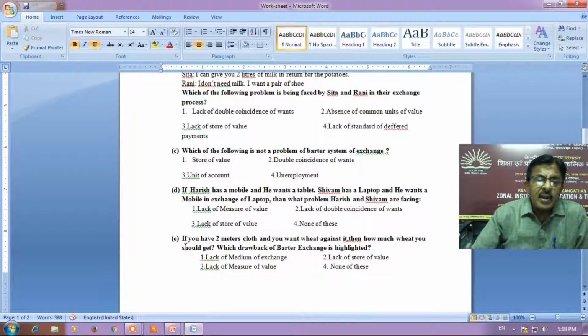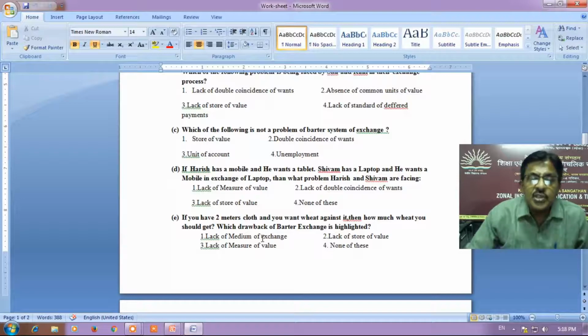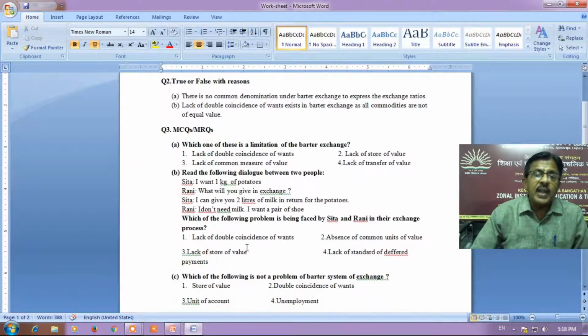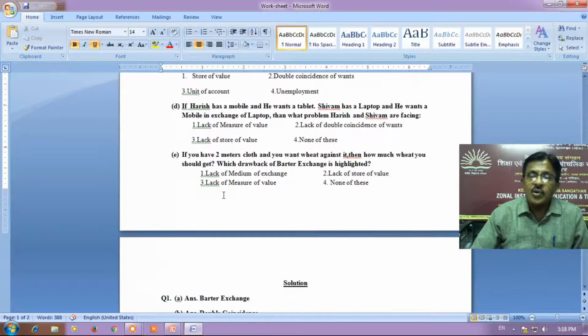Then number E, if you have 2 meters cloth and you want wheat against it, then how much wheat you should get? Which drawback of barter exchange is highlighted over here? So out of these 4, you have to say which drawback of barter exchange. So I hope you might have seen all the questions and you might have marked your answer in your notebook.